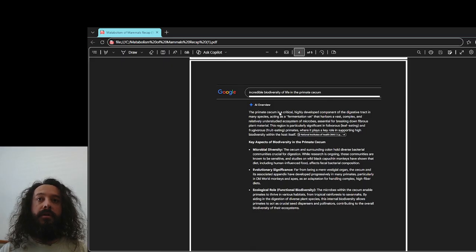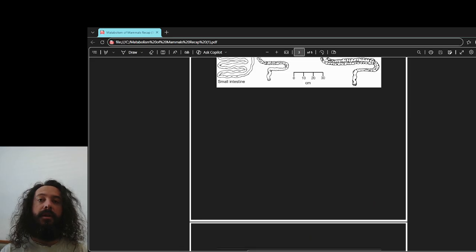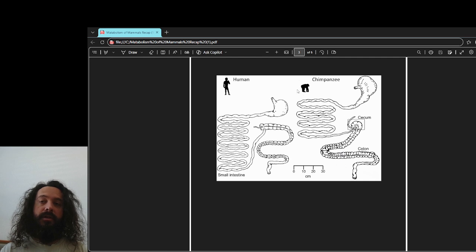So the cecum, it says here, is a critical, highly developed component of the digestive tract of many species, acting as a fermentation vat, from the National Institute of Health. It harbors a vast, complex, and relatively understudied ecosystem. And that's another secret I'm sharing here today.